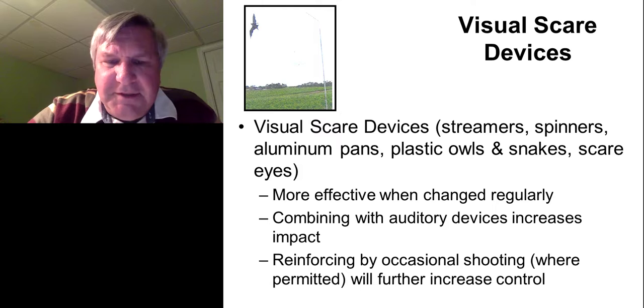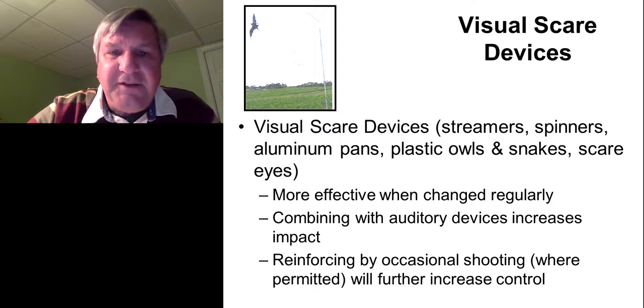Other types of harassment: visual scare devices. Here's a picture of a cutout, a silhouette of a predatory bird on a string. It's like a kite. It flows in the wind. The movement disturbs birds for a while. Any of these devices, streamers, spinners, I've seen aluminum pie pans. I've seen a plastic owl whose head moves. I've seen DVDs hung on strings around the edge of gardens and orchards. Anything that moves will deter birds for a little while.